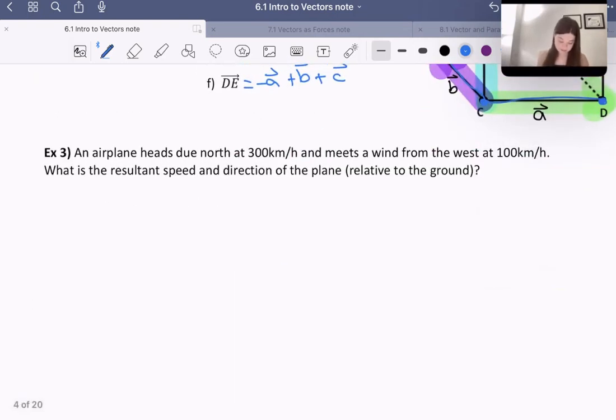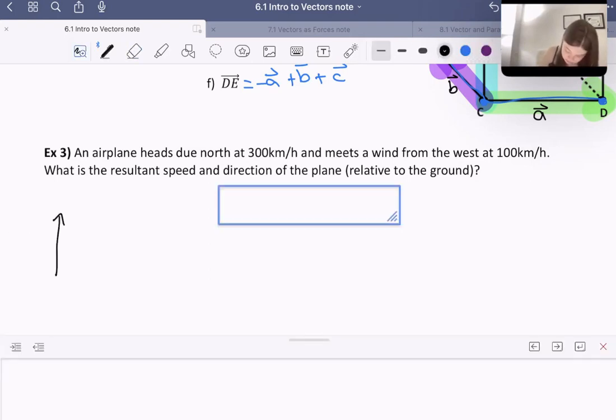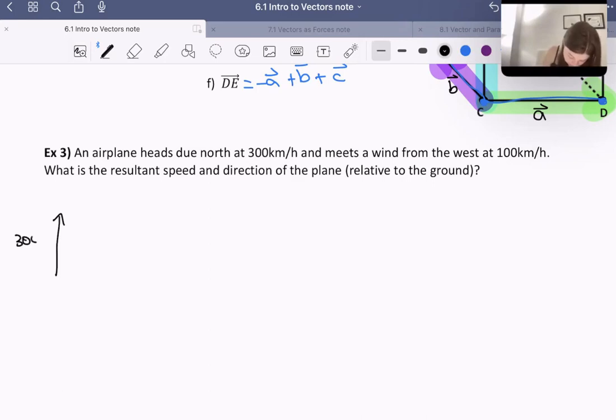Good, very good. Let's try example 3. Example 3 says, an airplane heads due north at 300 kilometers per hour. Okay, I'm already going to write that down. North, 300 kilometers per hour. And meets a wind from the west at 100 kilometers an hour.